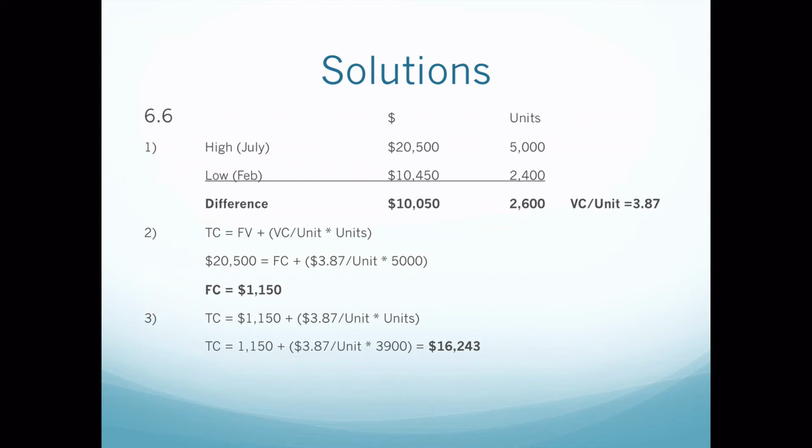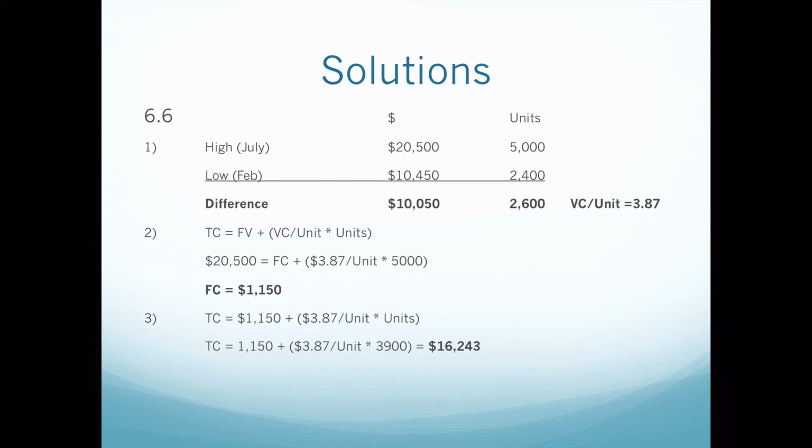So we just plug the 3,900 into our formula, we multiply it by $3.87, and we add $1,150, and we get $16,243. Okay, so that was a simple one. Now we're going to get to the more comprehensive ones.